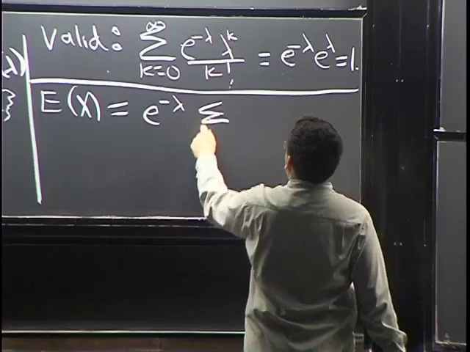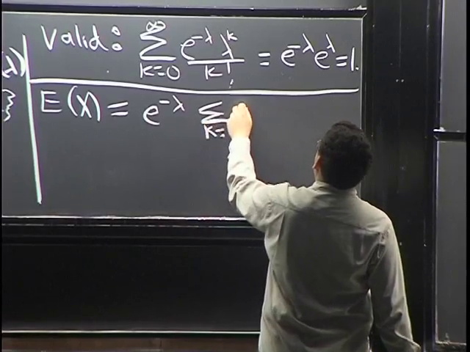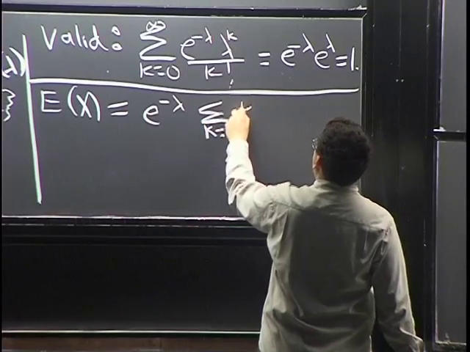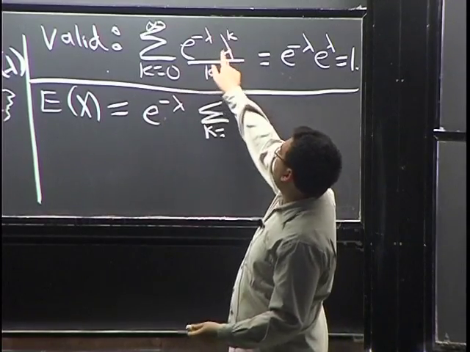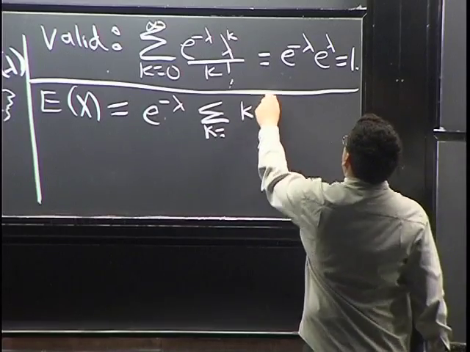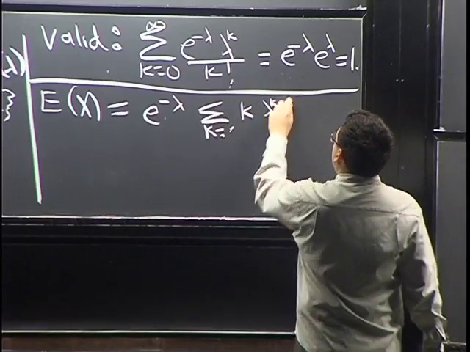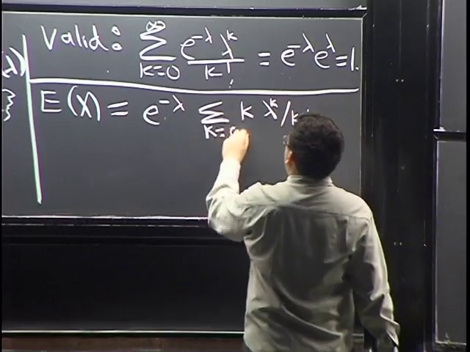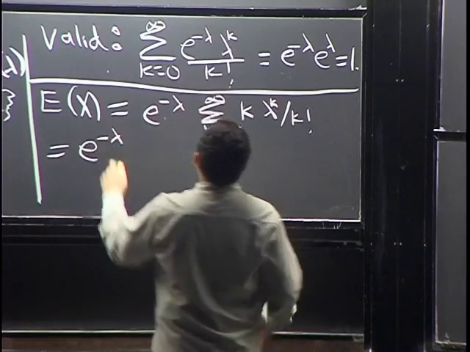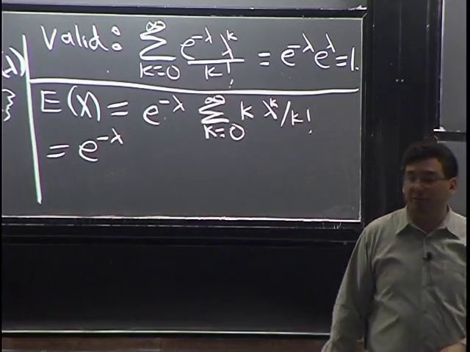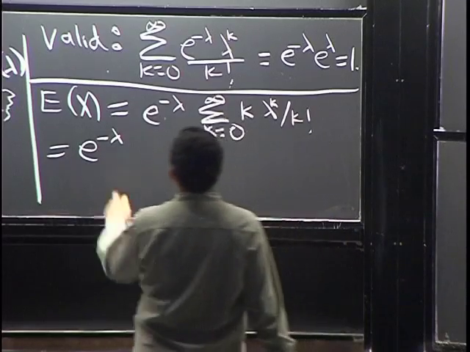So what we're doing is just adding up k, that's the value, times the probability of the value, which is e to the minus lambda, lambda to the k, over k factorial, from 0 to infinity. But when k is 0, this is 0 anyway, so we may as well start the sum at 1.